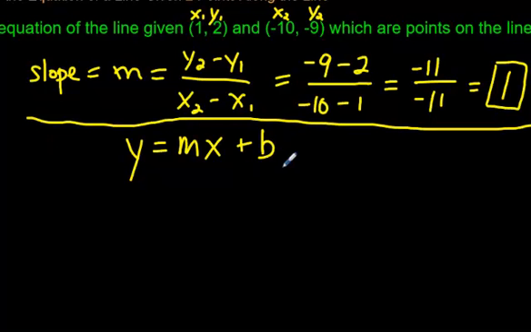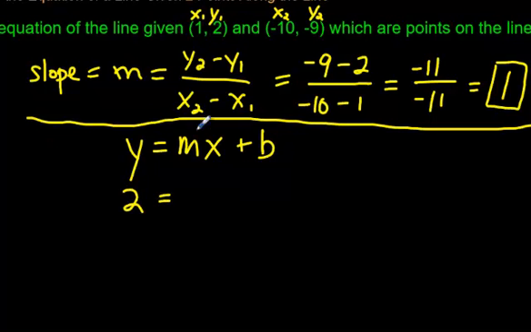What you do from here is you look up at these 2 points right here and you say, which one looks easier, the 1, 2, or the negative 10 and negative 9? Which one would you rather work with? Personally, I'd rather work with the 1 and the 2 because they're just easier to work with. And we have a y right down here, and we have an x. Put the 2 and the 1 in the right spots. So just like the last video, put the 2 right here.